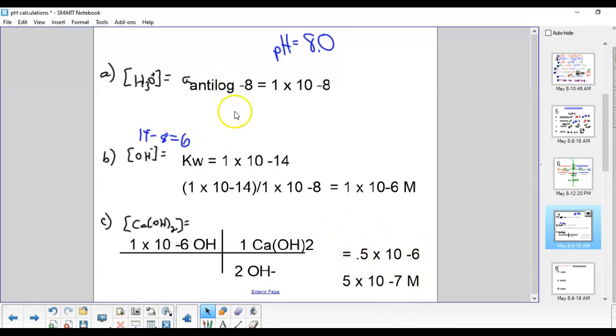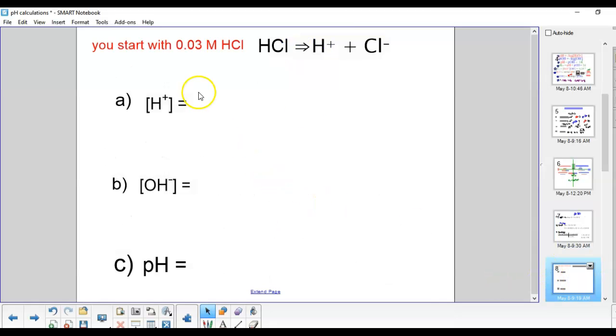Okay, that's how you're going to set these problems up. We're still using molar ratios. We're still using dissociations of acids and bases to look at how many hydrogen or hydroxide we have. But now we're just using this Kw and logs and antilogs. Let's take a look at one more problem.